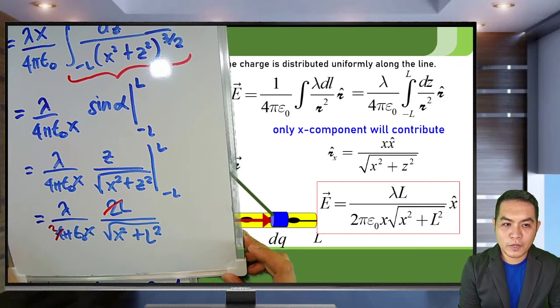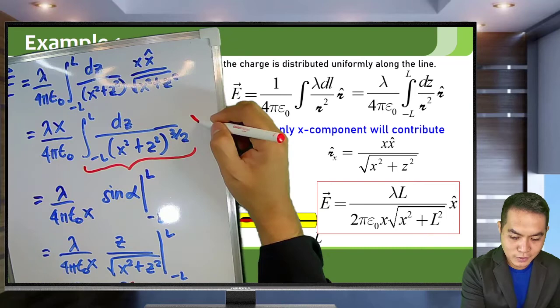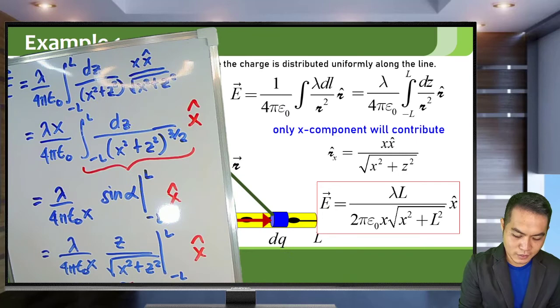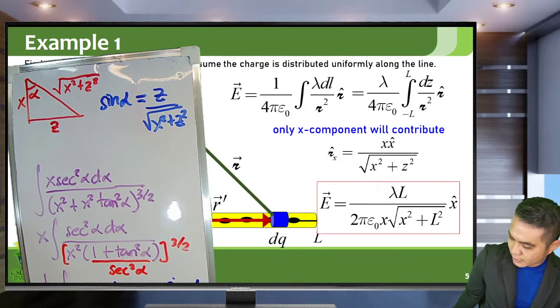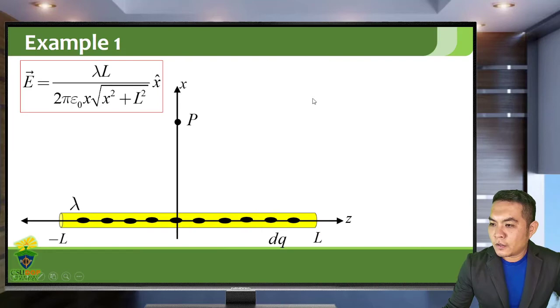So I forgot, don't forget your direction, x hat here. These are all x hat directions. Okay, so only the x component will survive or will remain or will contribute to the final total electric field. So this is now our result.